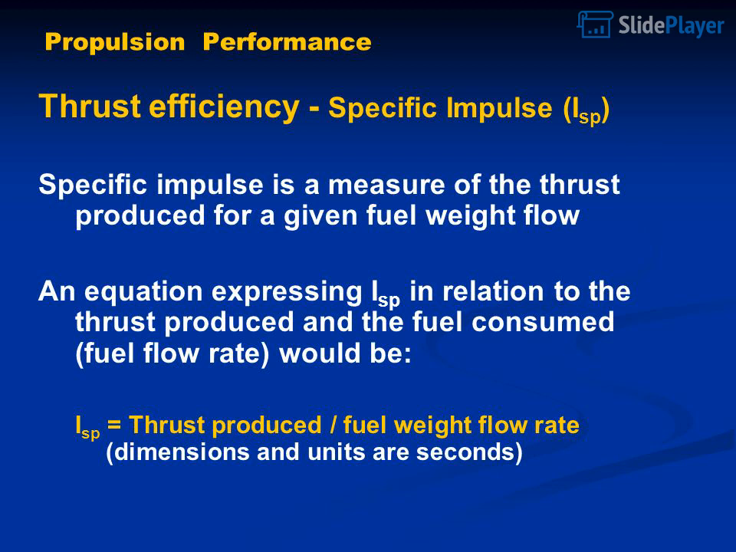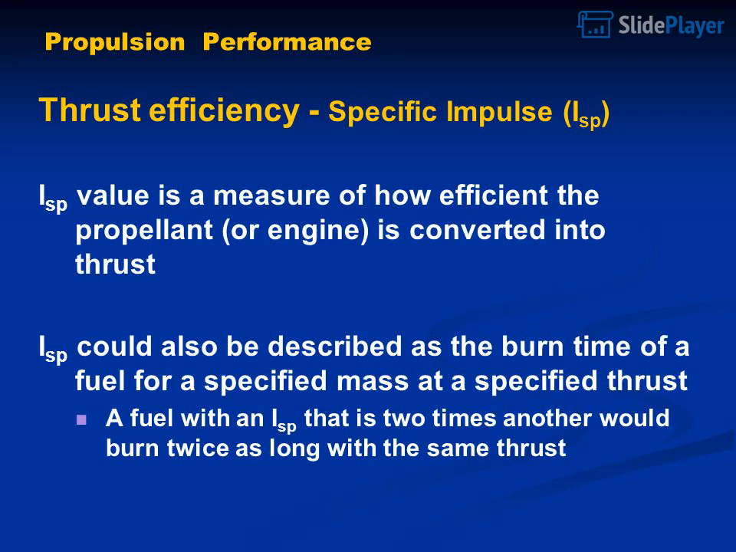Propulsion performance. Thrust efficiency, specific impulse, ISP. Specific impulse is a measure of the thrust produced for a given fuel weight flow. An equation expressing ISP in relation to the thrust produced and the fuel consumed, fuel flow rate, would be: ISP equals thrust produced divided by fuel weight flow rate. Dimensions and units are seconds.